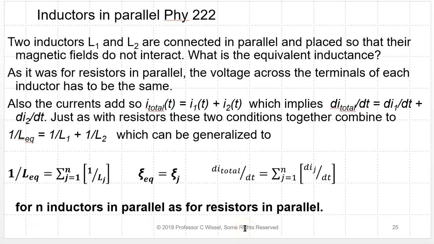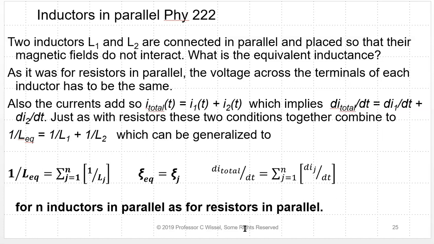Okay, you probably guessed where we're going here. If they add in series, they go as 1 over in parallel. And if you guess that, you're right. And by the way, this is for Physics 222 students. Two inductors L1 and L2 are connected in parallel and placed so their magnetic fields do not interact. What is the equivalent inductance?